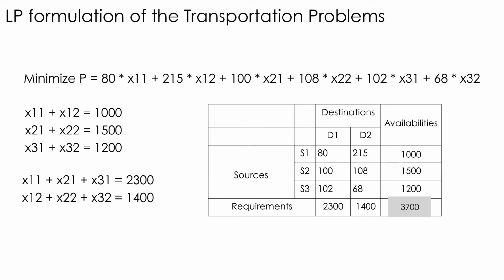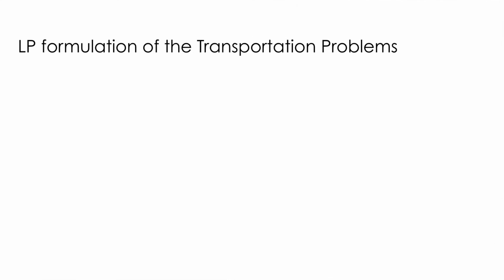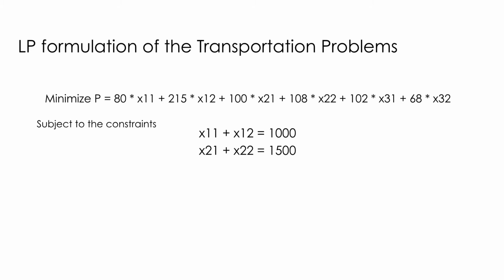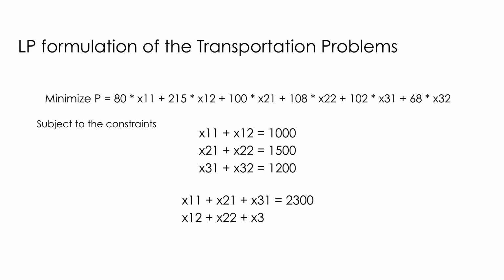To summarize, the linear programming problem of the given transportation problem is: minimize p equals 80 times x11 plus 215 times x12 plus 100 times x21 plus 108 times x22 plus 102 times x31 plus 68 times x32, subject to the constraints x11 plus x12 equals 1000, x21 plus x22 equals 1500, x31 plus x32 equals 1200, x11 plus x21 plus x31 equals 2300, x12 plus x22 plus x32 equals 1400, and all the variables x11, x12, x21, x22, x31, x32 are greater than or equal to 0. Hence, this transportation problem can be solved by the simplex method.